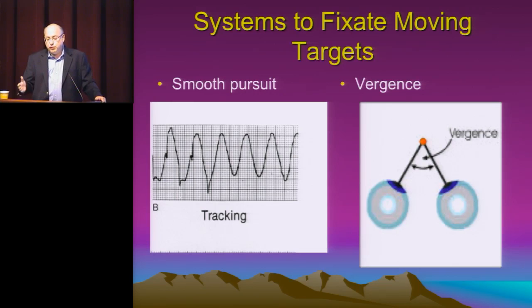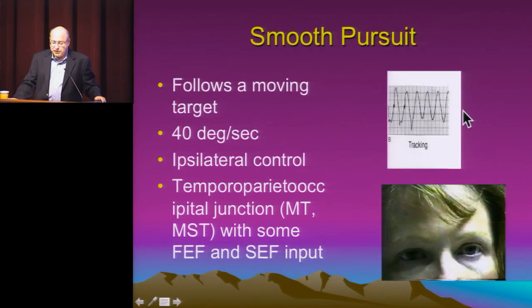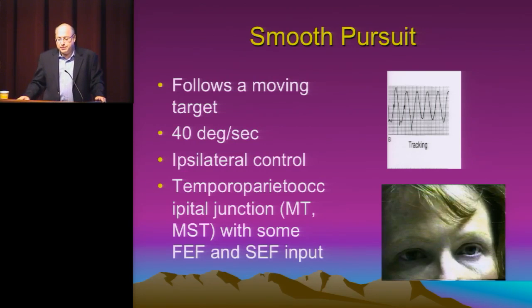What about if a target's moving? We have smooth pursuit, if we want to look at something, let's say left and right. And we have vergence, if it comes in closer, we want to converge, let's say. Smooth pursuit follows a moving target at 40 degrees per second. There's ipsilateral control, and it's mediated at the temporal parietal occipital junction with some input from the frontal and supplementary eye fields in the frontal lobe.